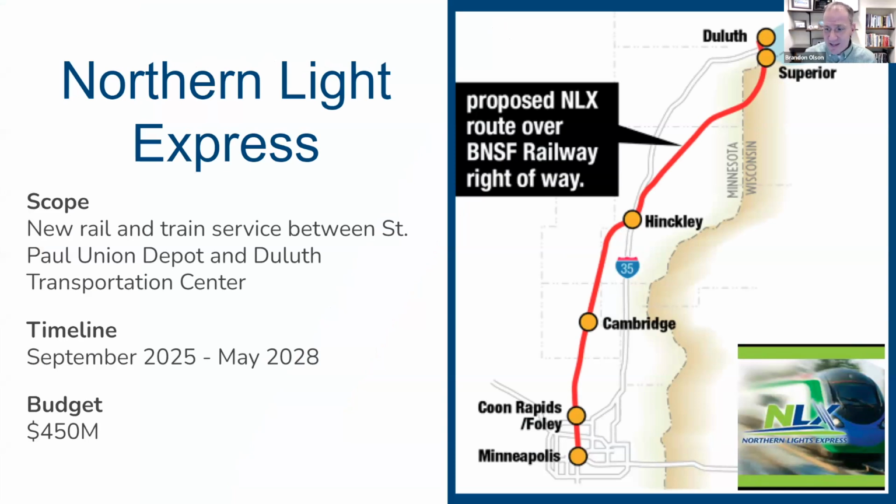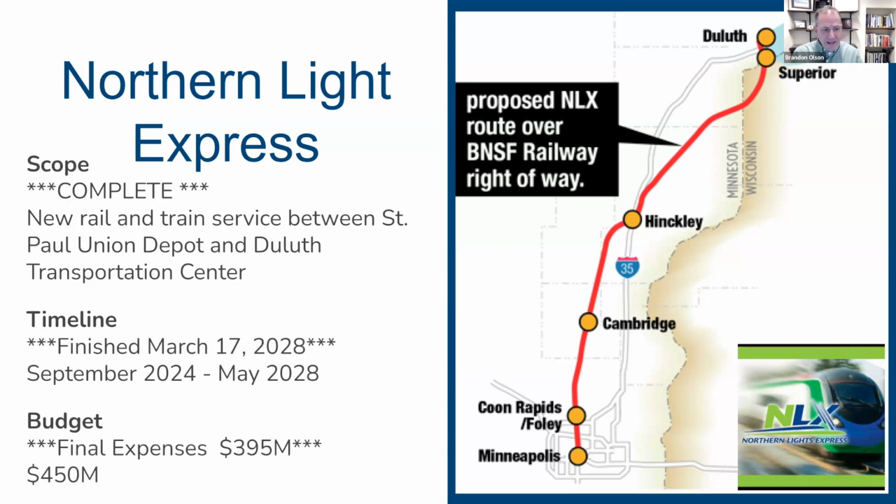So let's use this as well. It may be a real project in the future, but we're going to use this as a fictitious example. So we want to deliver this new railway between St. Paul Union Depot and the Duluth Transportation Center. And let's say our timeline is going to start next fall and wrap up May 2028, and we have a $450 million budget to do so. I don't know if that's realistic or not, but I'm just going to throw that out there. So this, we're going to say, is our project.